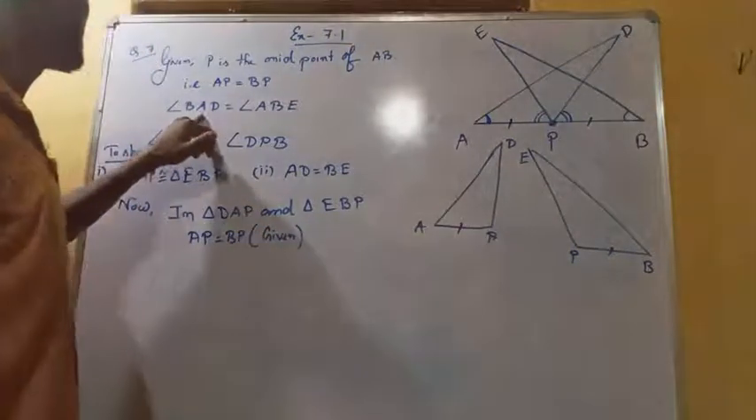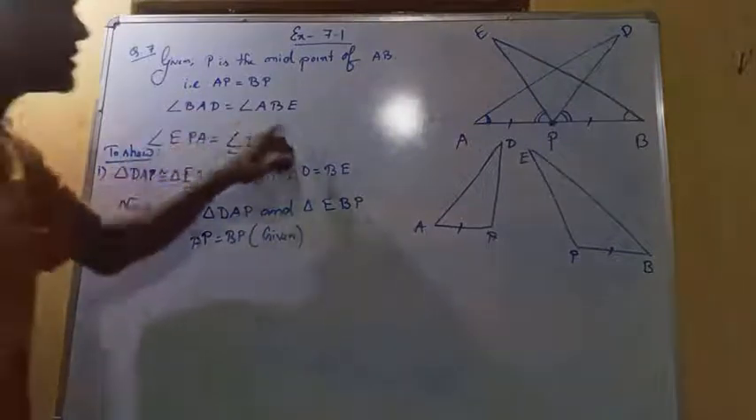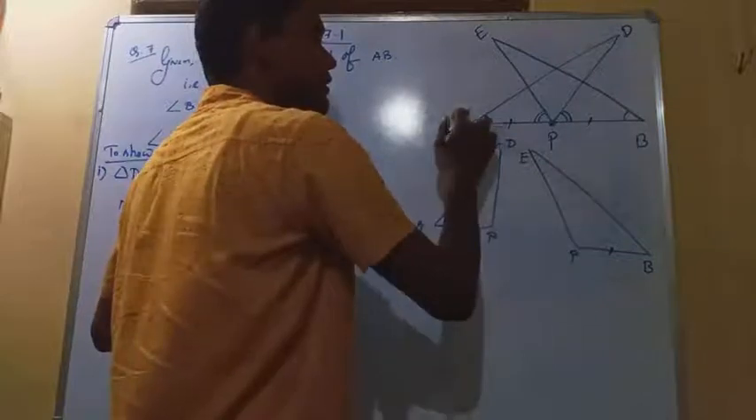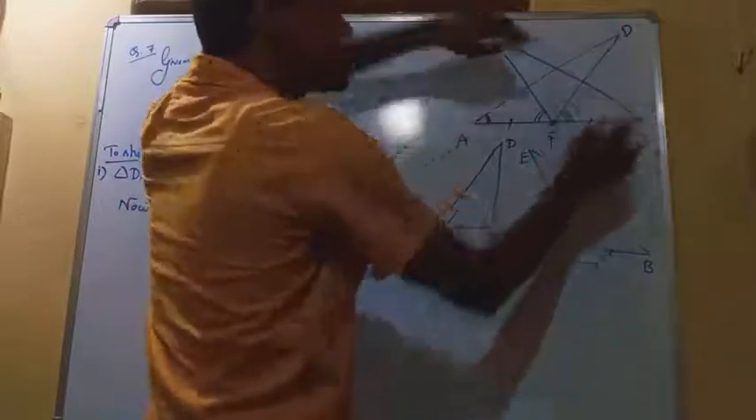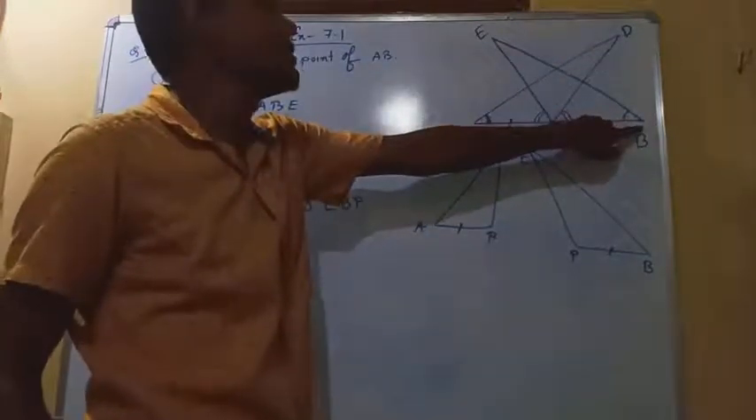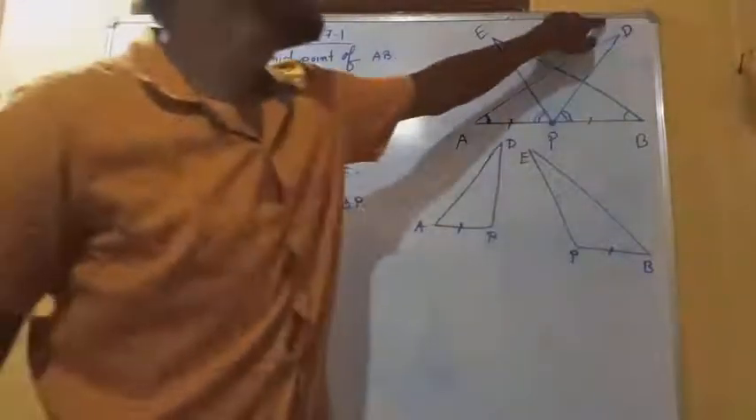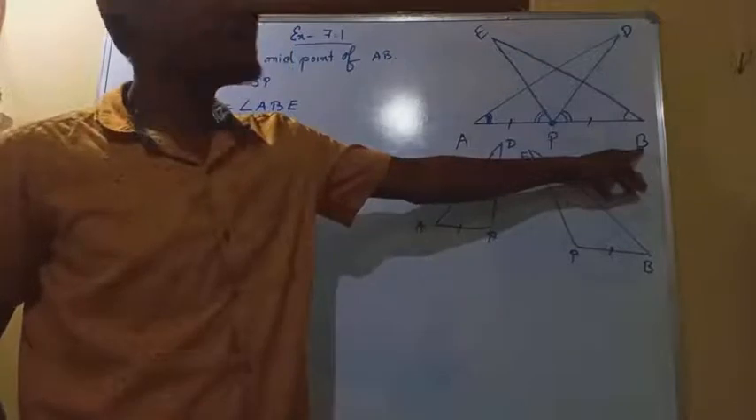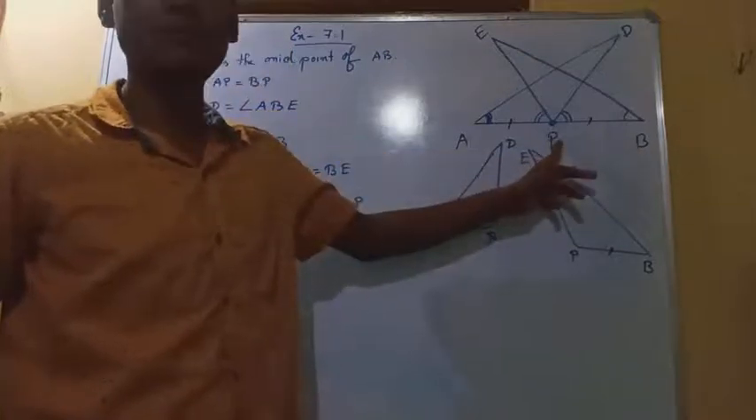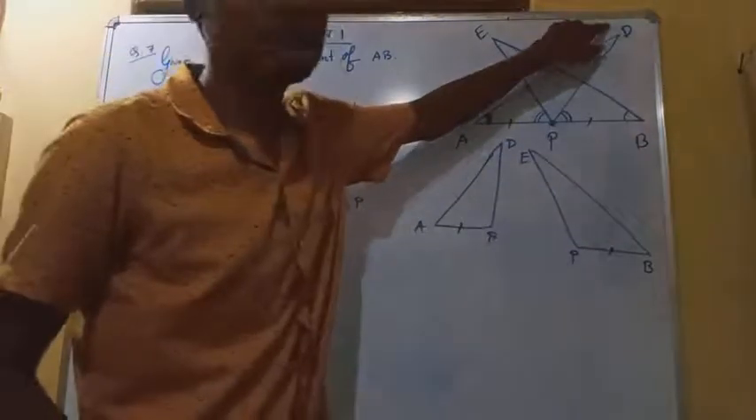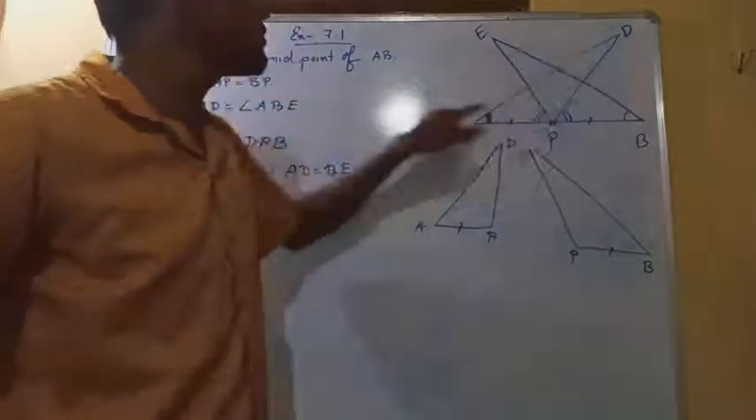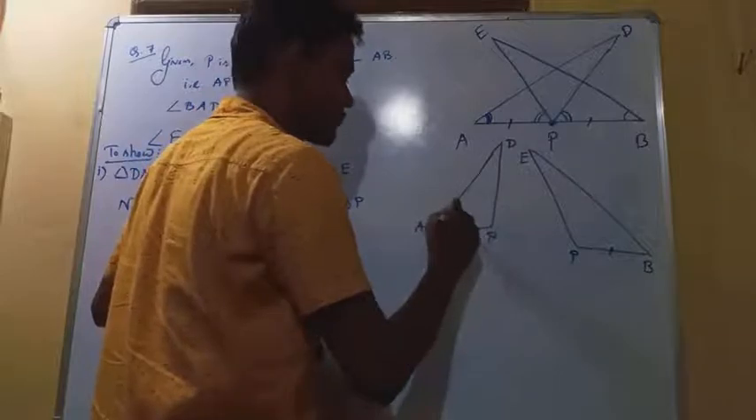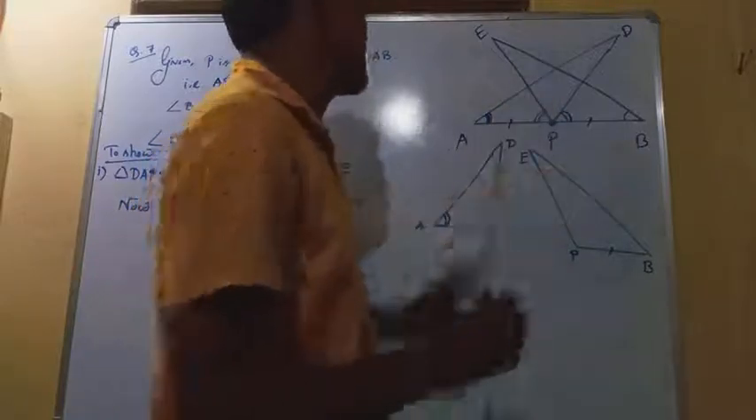Apart from this, it is given that angle BAD is equal to angle ABE. Now where is BAD? Look at the figure. BAD means starting from B, then AD. BAD means this angle. Instead of writing B, we can write the same angle from P also. BAD can be written as PAD also. So PAD means this one. Instead of writing BAD, we can write PAD.